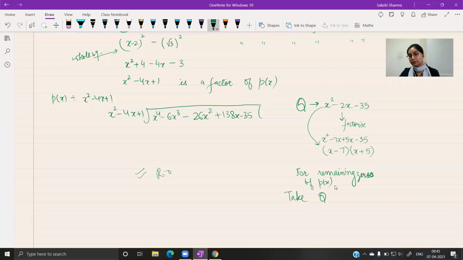take the quotient equal to 0. So x minus 7 and x plus 5, this product is equal to 0. You will be taking each of these equal to 0. X comes out to be 7 and minus 5. These are the remaining two zeros of the biquadratic given to us.